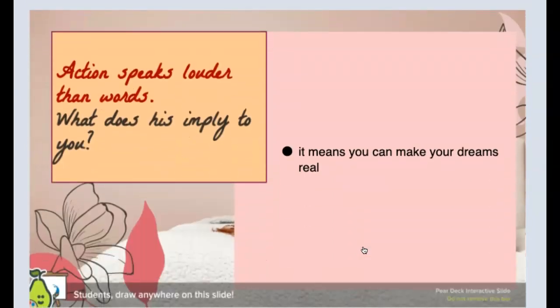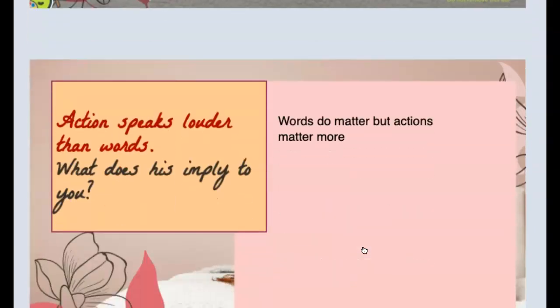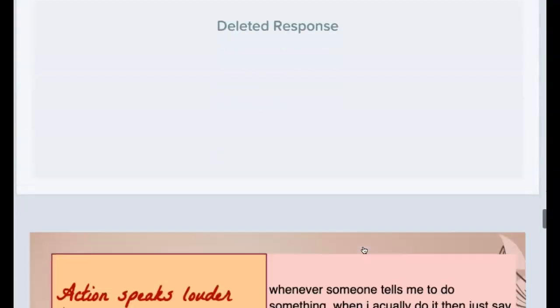So this one, action speaks louder than words. It means that you can make your dreams real. Your words matter. Words do matter, but actions matter more. That is true. I like it, guys.